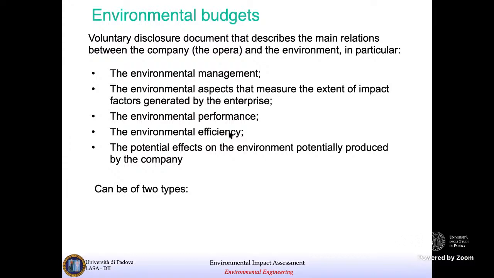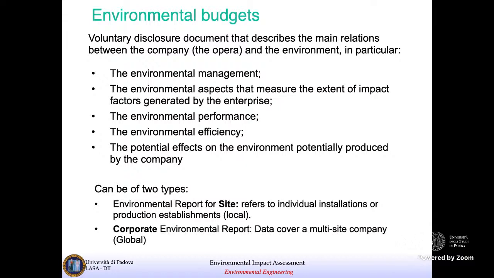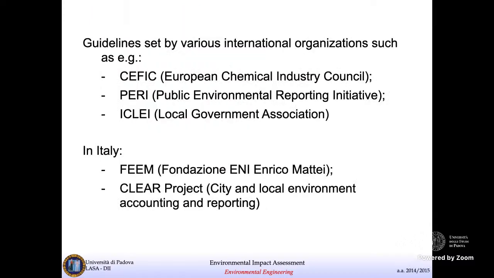Environmental budgets, classically, are of two types. You may have an environmental report for a specific site. So for a large company, for example, you may have an environmental budget for each site of the different plants of the company, referring to an individual installation or production establishment. So this is a local budget, or you may have a corporate environmental report in which the data covers a multi-site company and has a kind of global focus.